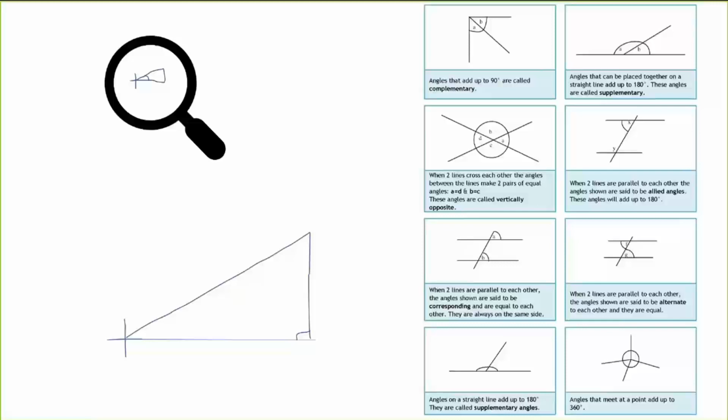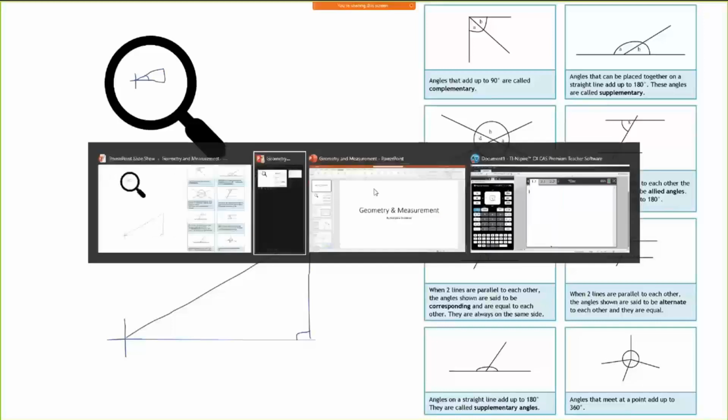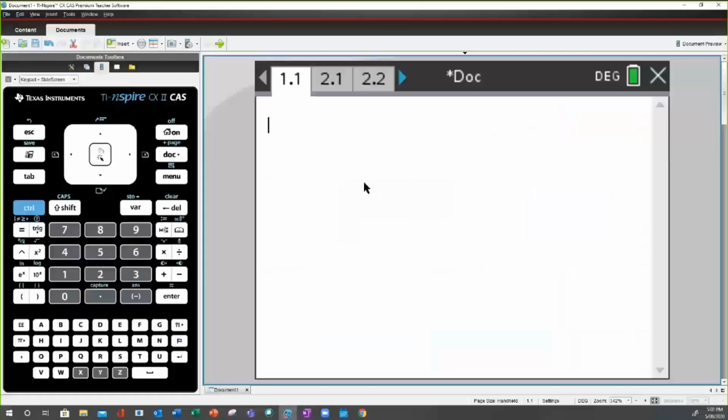Now, for the geometry and measurement module, we're going to cross over to the CAS screen. One second. There we go. Hopefully you can all see that one. Make sure that your document settings are set up appropriately for this particular module. And in general, for further maths, the settings should be quite the same.